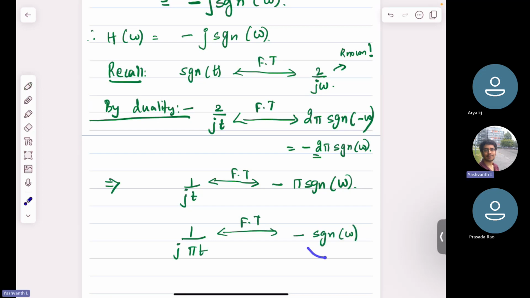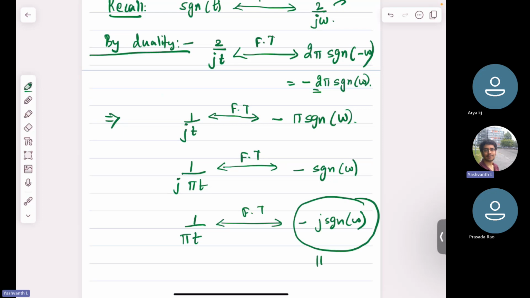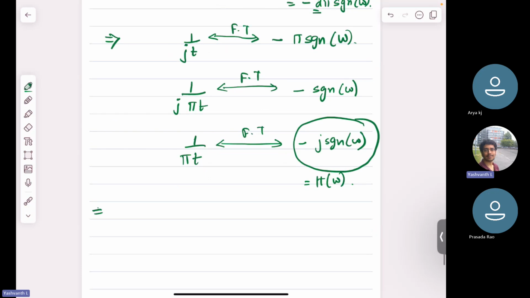Now this is the same as what we want except for a j term. So multiply by j on both sides. If I multiply by j on both sides, I get 1 by pi t has the Fourier transform minus j signum of omega, which is equal to the h of omega given in the question. What does this mean? This means the impulse response h of t of the above system is h of t equal to 1 by pi t.